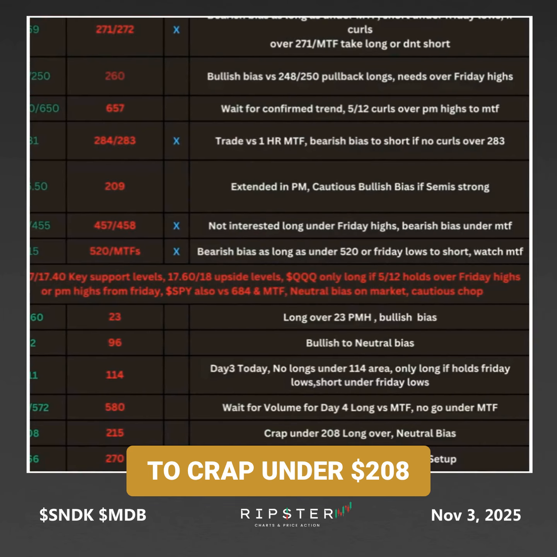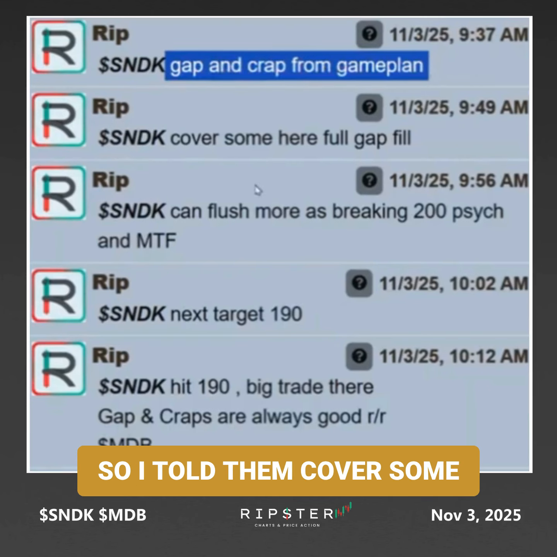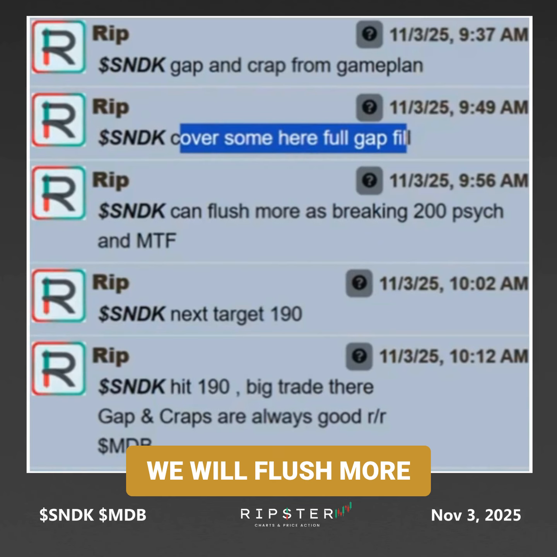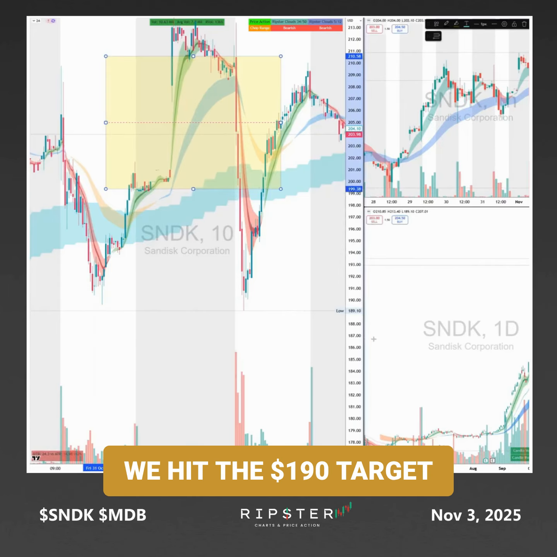So I told the traders to crap under 208, long over that, neutral bias. But as soon as I see it dumping, I told the traders gap and crap. So I told them cover some on the full gap fill. If we break 200, we will flush more. So SNDK broke 200. I gave the target of 190. We hit the 190 target.